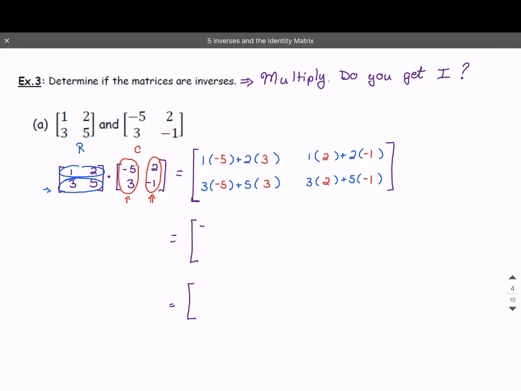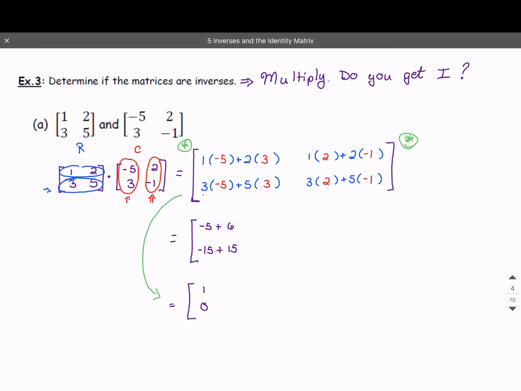Now, let's do a little bit of arithmetic. 1 times negative 5 is negative 5, plus 2 times 3 is 6, and negative 5 plus 6 is 1. And remember, yes, it's okay if you go from that matrix down to this one, but I do want you to show me your work for the multiplication, so this matrix does need to be there, okay? Let's see, now we have 3 times negative 5 is negative 15, plus 5 times 3 is 15, and they add to 0.